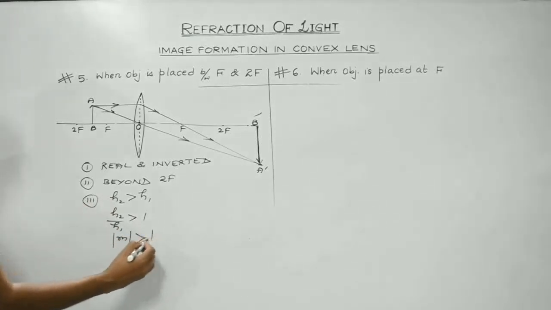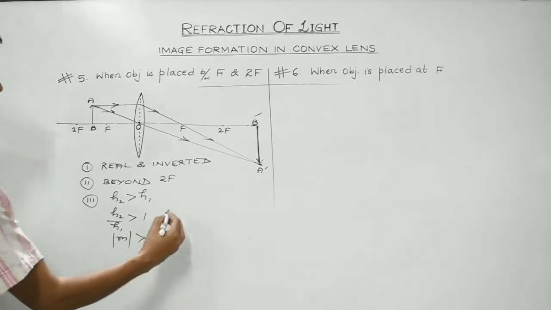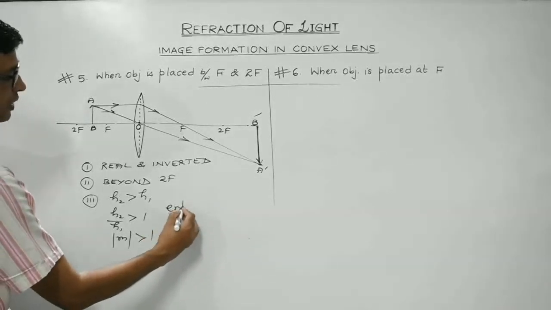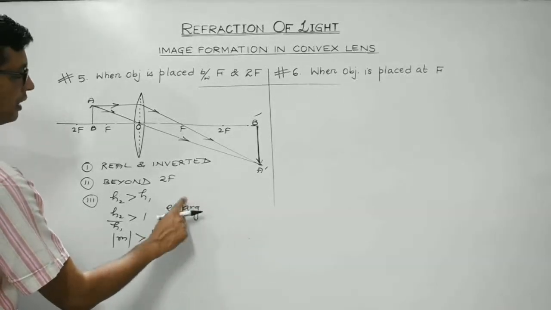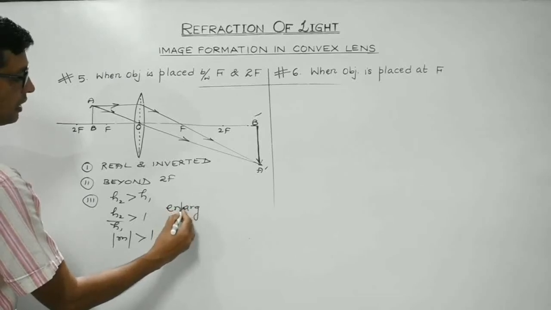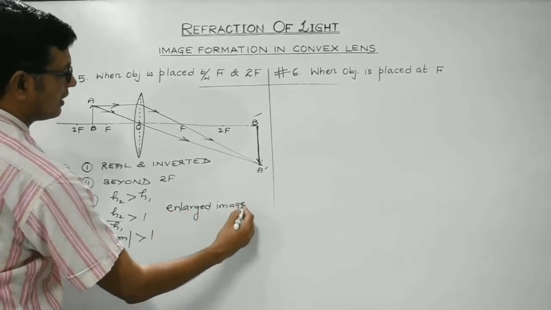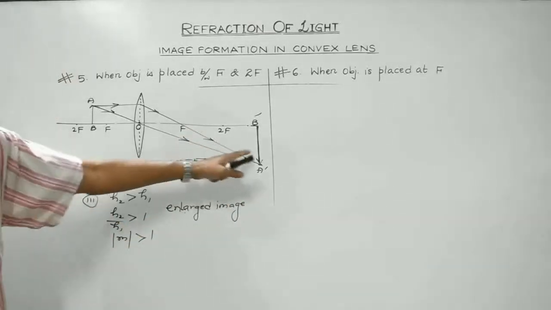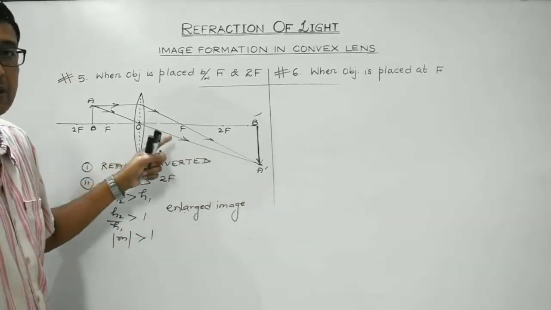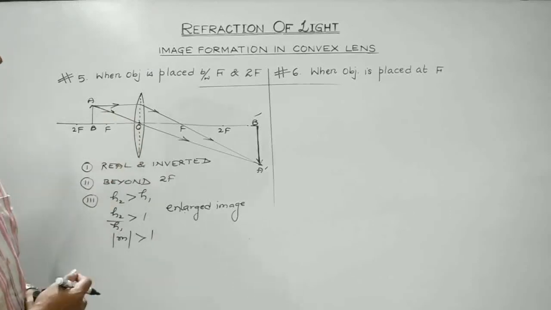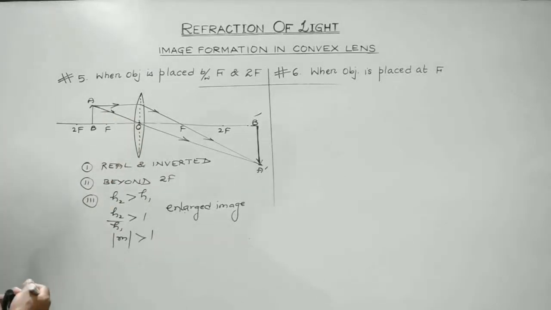So mod of linear magnification is greater than 1. So enlarged image is obtained. These are the characteristics associated with the image when the object is kept between F and 2F. So this is case 5.